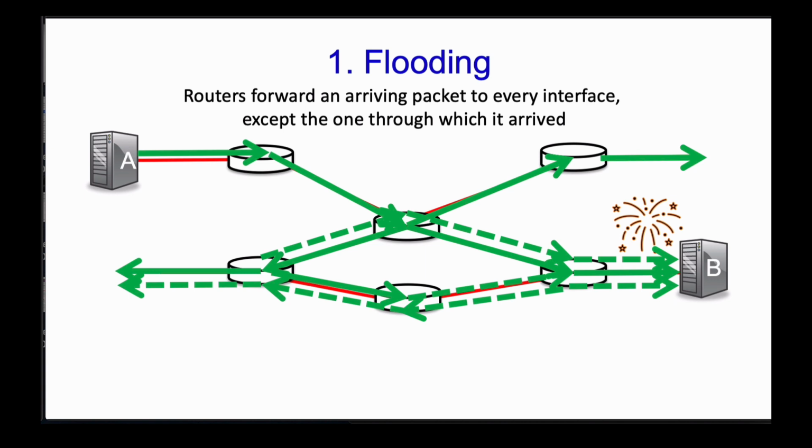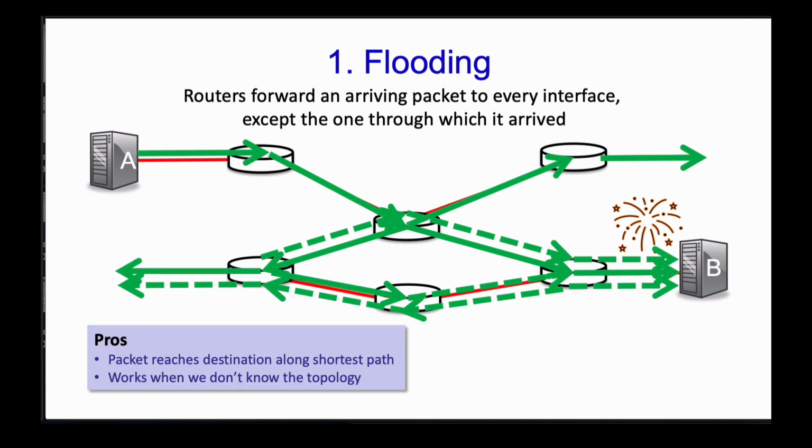So the pros and cons of this approach are that the packet reaches the destination along the shortest path, and flooding will work when we don't even know the topology. We didn't need to know the topology, and we didn't need to put entries into the router's forwarding tables for our examples. It's nice and simple. Flooding is often used when we don't know the topology, for example, when the topology has changed.